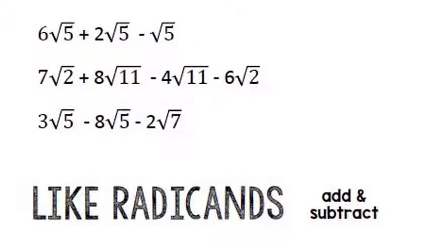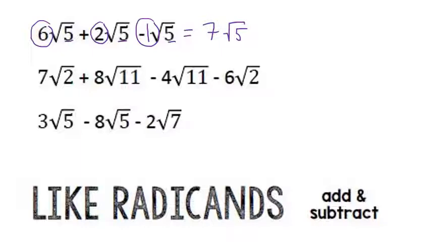More examples here. I've got 6 root 5 plus 2 root 5 minus root 5. Well, that minus root 5 has a 1 in front of it. Those are all like radicals. They all have a 5 underneath that square root symbol. So I can add and subtract the things in front. Well, 6 plus 2 is 8, minus 1 is 7. And then I can bring that root 5 with.